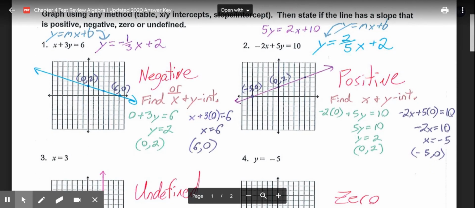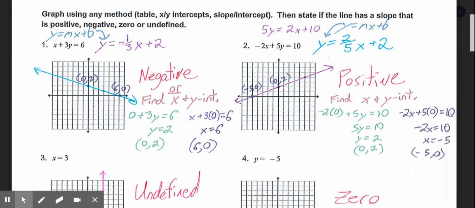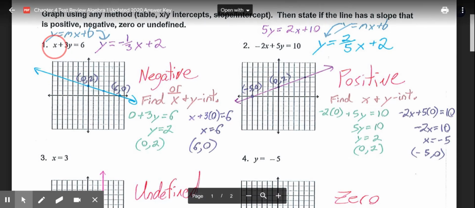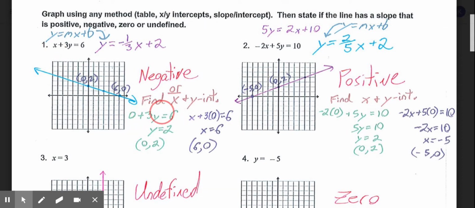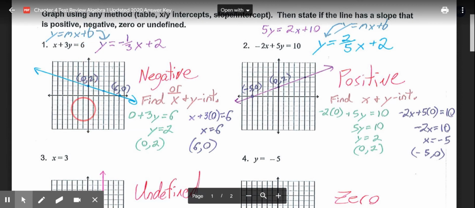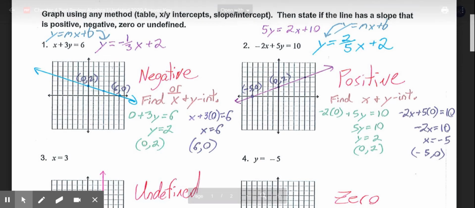But the approach I would use, because it doesn't require us rearranging the equation, is the x and y intercept approach. So to find our y-intercept first, we are going to put a 0 into the original equation for x. So we would have 0 plus 3y equals 6, divide both sides by 3, and y equals 2. So I'm going to cross my y-axis at a positive 2. So that point would be 0, 2.